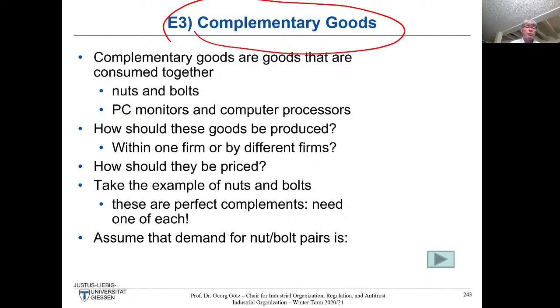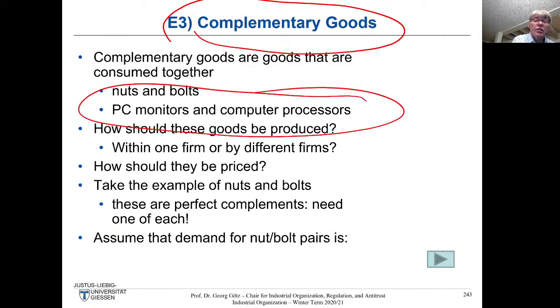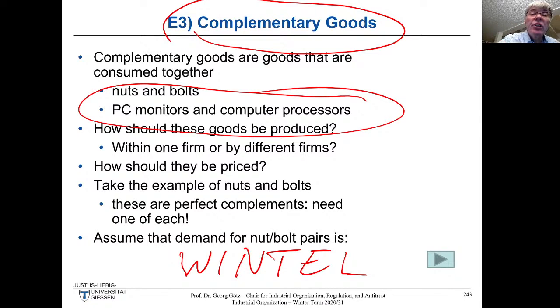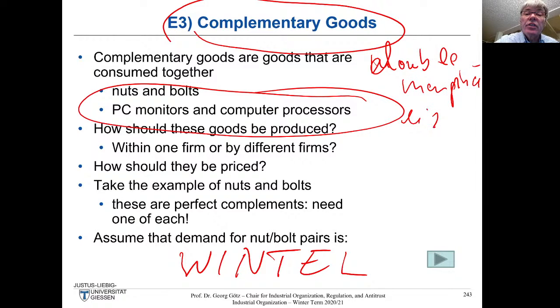Complementary goods, nuts and bolts, PC monitors and computer processors, or what is called the Wintel monopoly, Windows and Intel, are just complementary goods. Complementary goods are very similar to upstream and downstream goods, to vertically related goods. And it's the same problem. What matters here is what is called double marginalization. I never go through the details here.